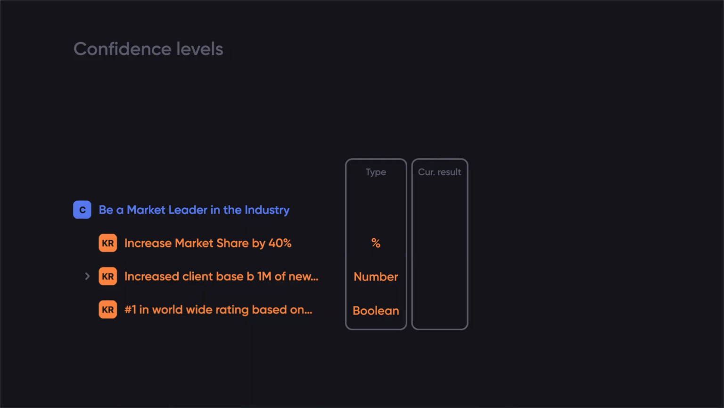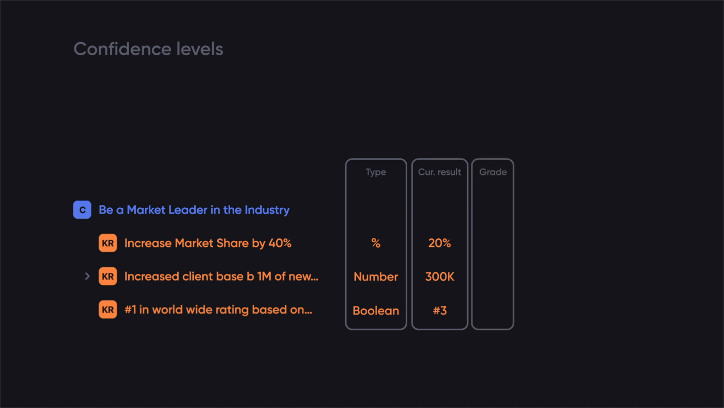Also, ensure that the OKR is time-bound for clarity. Let's place the OKR in a clear context. For example, a 5-year period from 2024 to 2029. Now, let's discuss how to calculate the grade. Assume the current result for the first key result is a 20% increase in market share. For the second, we have added 300,000 clients. For the third key result, we are currently ranked number 3 worldwide.